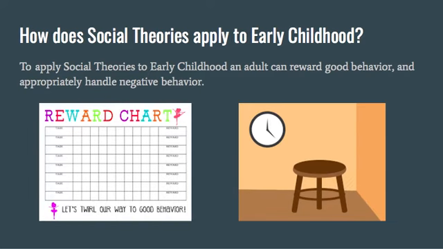Teachers and other adults use this theory to teach the children by acting as a positive example. Ways to apply this in early childhood is rewarding good behavior to encourage other children to imitate that behavior. Negative behaviors should be acknowledged and handled appropriately. Otherwise, peers may think the negative behavior is okay and imitate it.